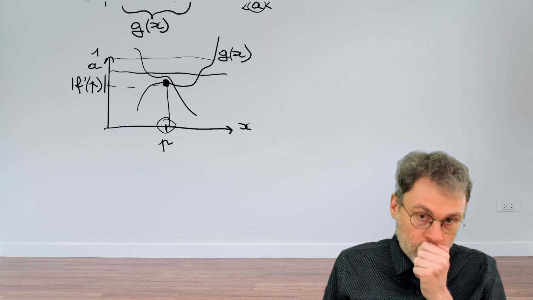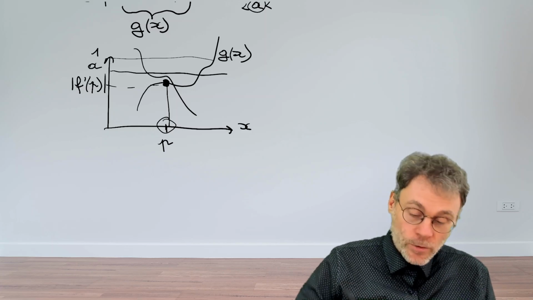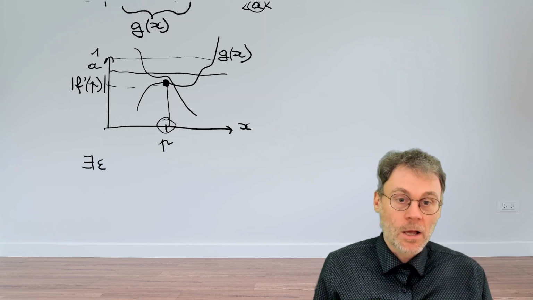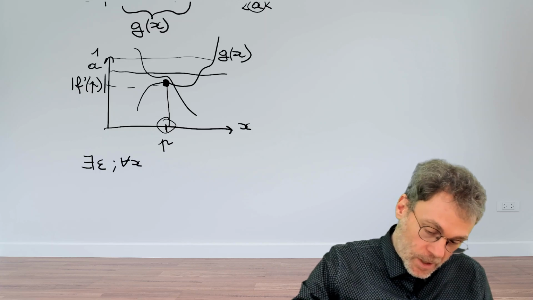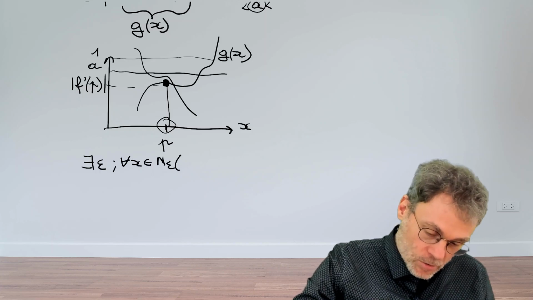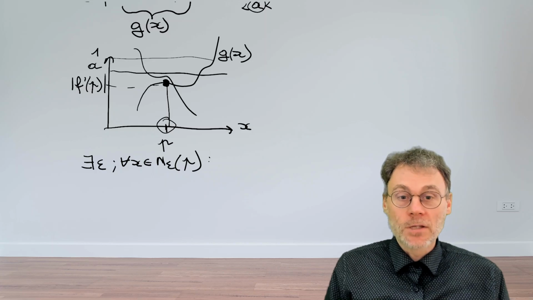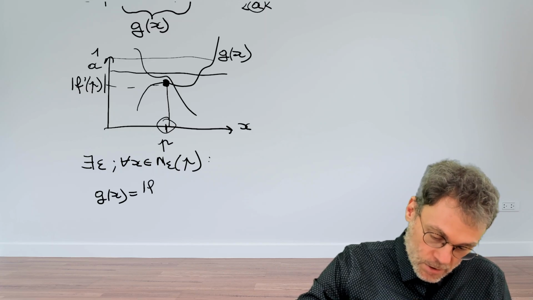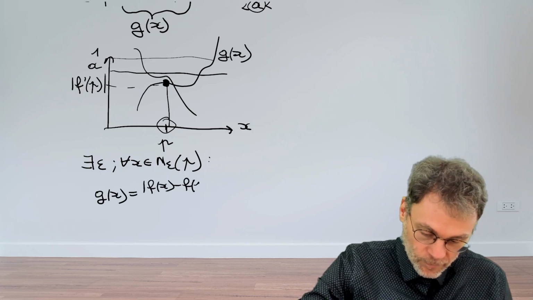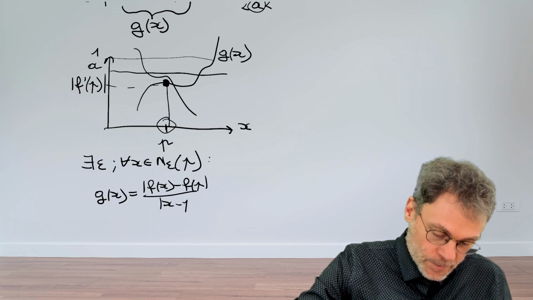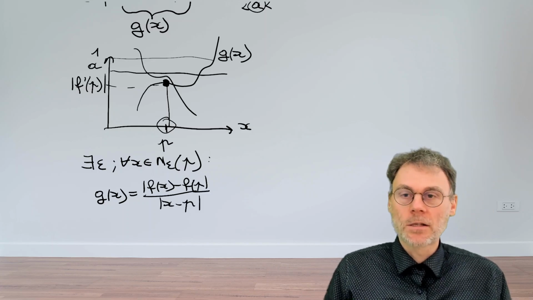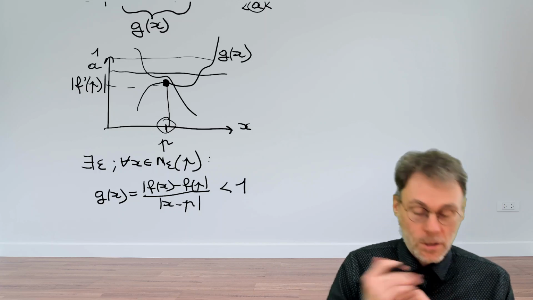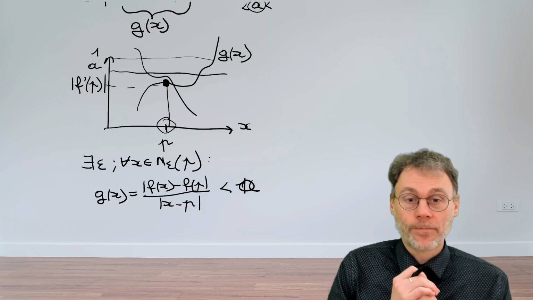So we know that there should be some sort of epsilon neighborhood, so there exists an epsilon, such that for all values in that epsilon neighborhood around our fixed point p, we have the situation that our function g of x, and let me just copy what that was, the absolute value of f of x minus f of p divided by x minus p, should in that epsilon neighborhood be smaller than a everywhere.